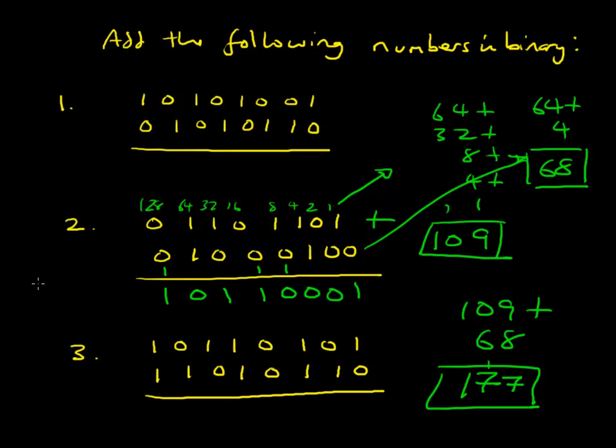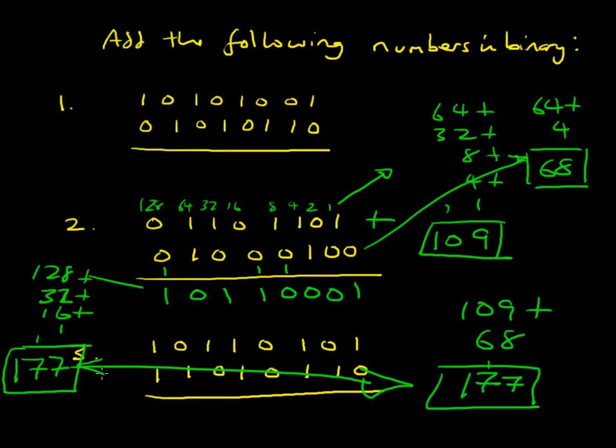So we got 128, that's this one here, 128 plus 32 plus 16 plus 1. So we've got 10, 16, 17, and we got 3, 5, 6, 7, and we got the 1. There we go, 177. The two answers match, so we were correct.